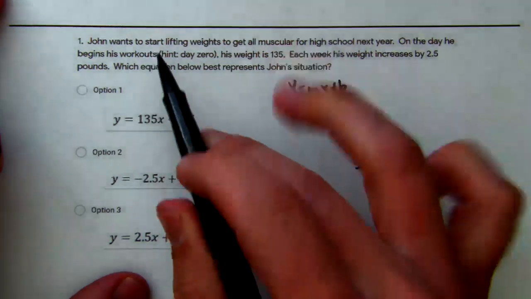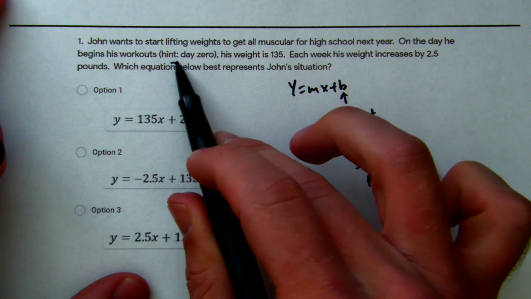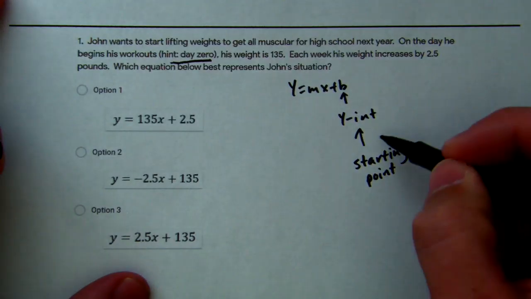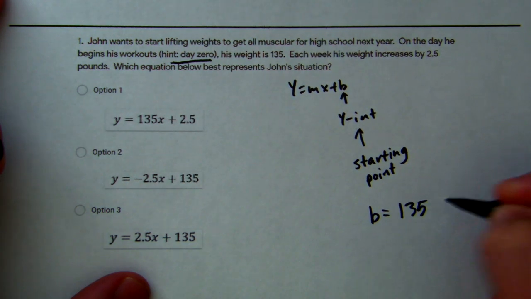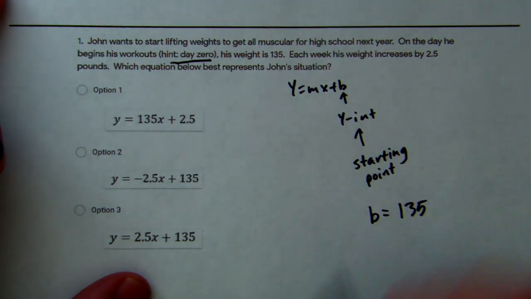So on the day he begins his workouts, here's your hint here, day 0, that is his starting weight. So our b for this one is going to be 135. Starting point, his starting weight.